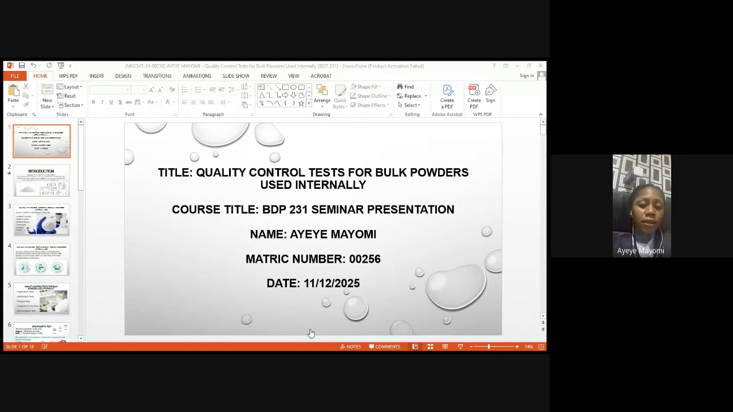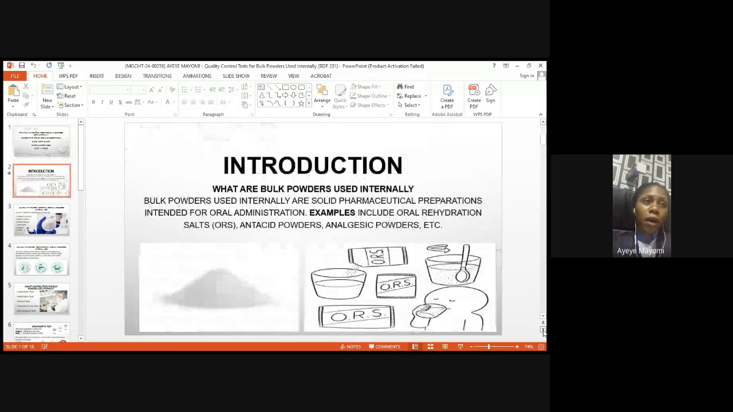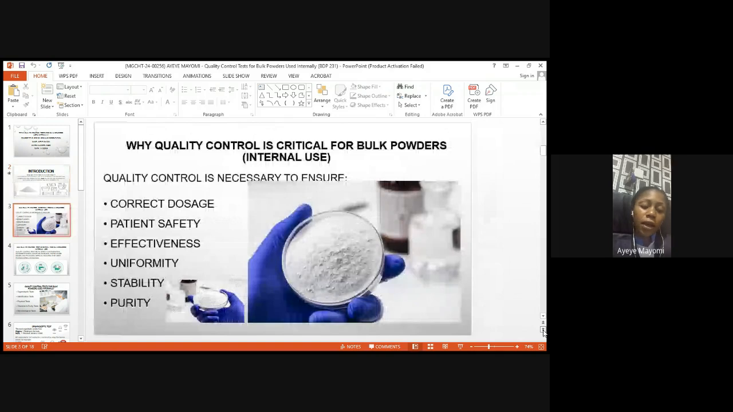Bulk powders used internally are solid pharmaceutical preparations for internal use only, intended for oral administration. Examples include oral rehydration salts, which we also know as ORS, antacid, and analgesic powders. So now, why is quality control important in bulk powders used internally? Quality control is necessary to ensure the patient's safety, correct dosage, effectiveness, uniformity, stability, and purity.